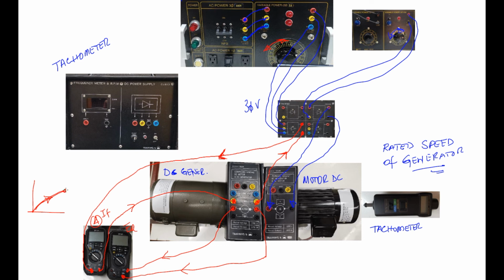Once we reach saturation here, we go back, we reduce now. So this knob here, one more time, let's say I'm going to write it here, to keep constant speed, and this one here to vary the field current.